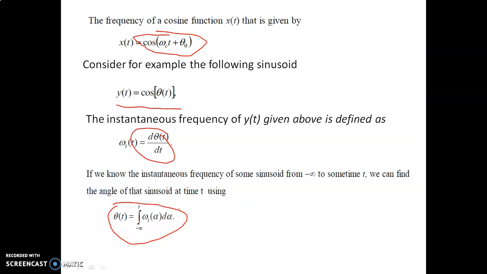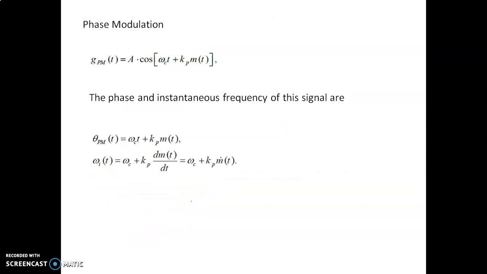This changing of the angle theta(t) of a sinusoid is the basis of the two types of angle modulation, that is, phase and frequency modulation. So first we discuss phase modulation.